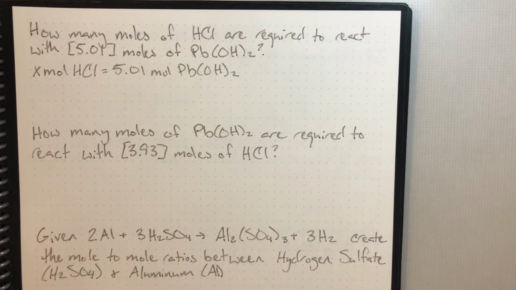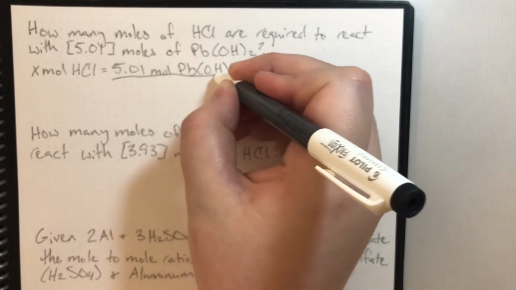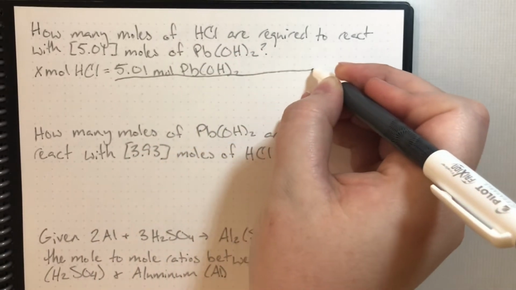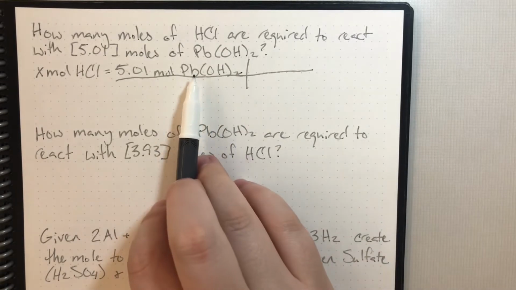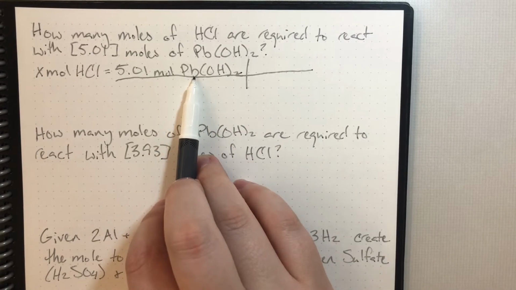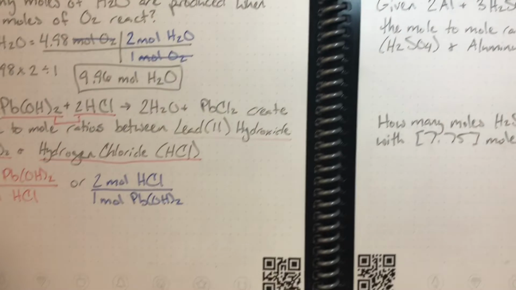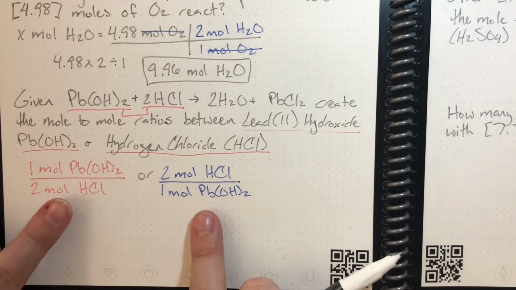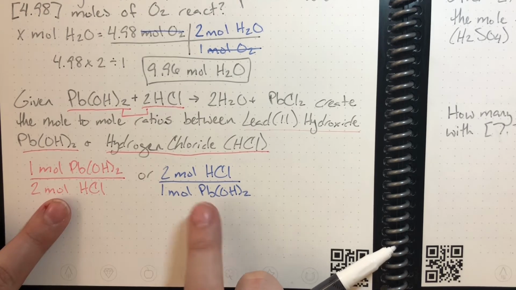In a previous problem, we have already established the mole to mole ratios, so that is what I will be referencing when I go to choose. Currently, I have moles of lead(II) hydroxide in the numerator. In order for it to cancel, I need it in the denominator, so I will reference back to my previous problem, and I will choose the version of the conversion factor that has moles of lead(II) hydroxide in the bottom. That will be this blue one, so that is what I will plug in.